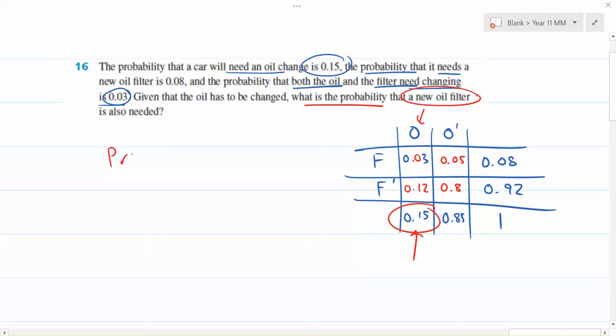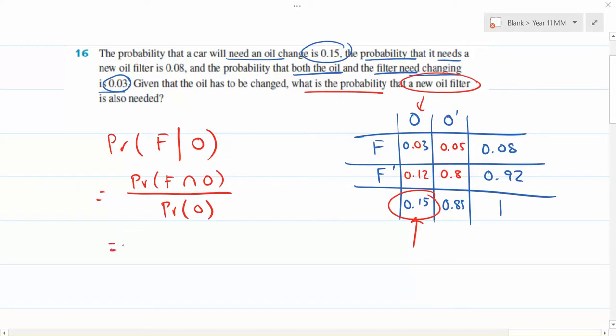Alternatively, you can write it out. You can say the probability of needing a filter change given that you need an oil change is really what it's asking. You could do this by saying the probability of getting a filter change and getting an oil change over the chance of getting an oil change already. You can use that formula if you want to. So it's F given O equals F intersection O over the probability of O. And if you followed that, you can still answer the question and it's still 0.03 out of 0.15. I'd still be correct, and I'll show you.